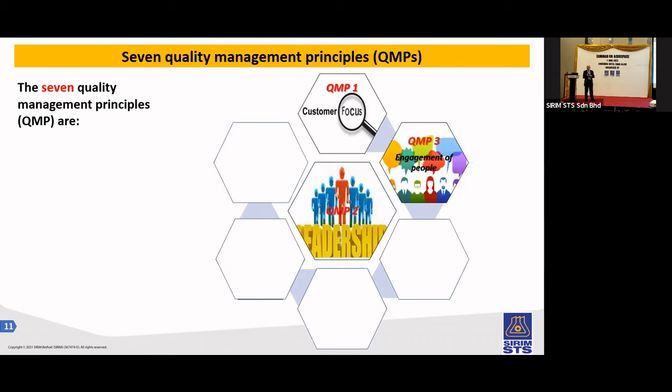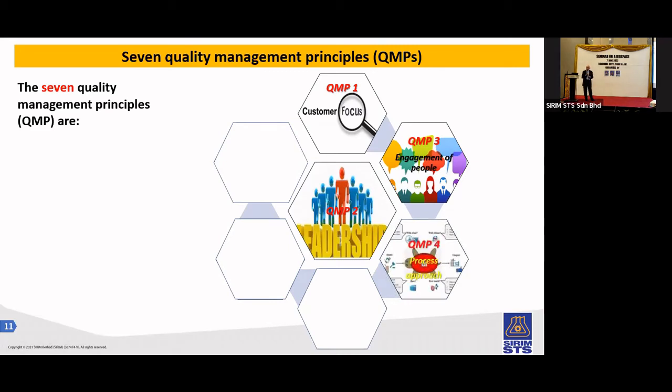Just now Prof talk about engagement of people. So we don't have a mechanism of education related to the aerospace from the beginning, and so on. So the people and also the workers, everything. How do we engage with the people? QMP number 3. Number 4, process approach.